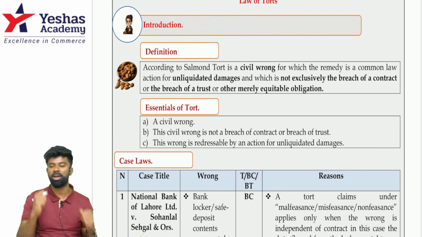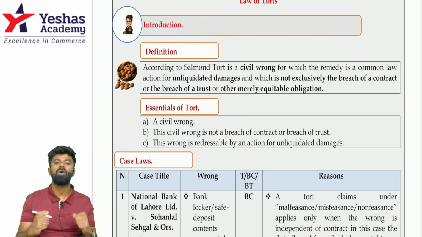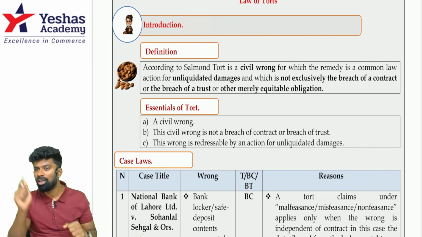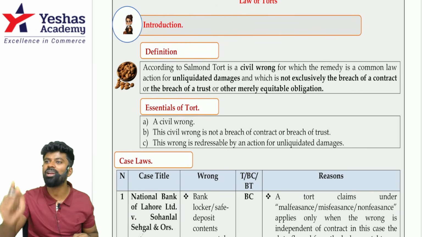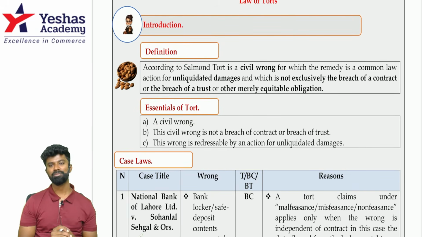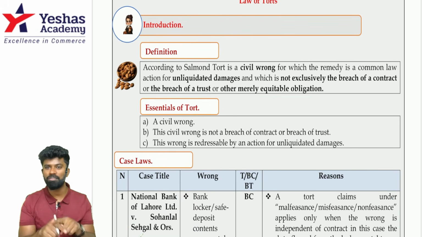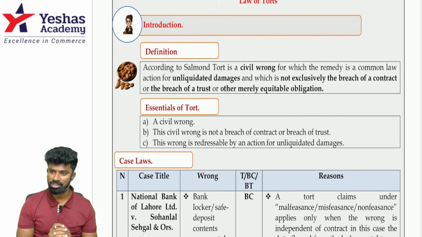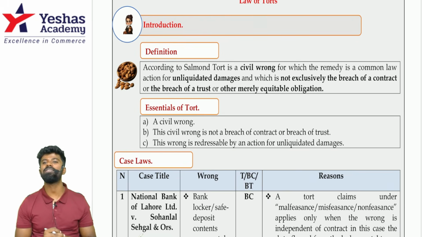So tort is a civil wrong. And what is the remedy in case of tort? Liquidated damages or unliquidated damages? Unliquidated damages. Clear with this? Is it codified or not codified? It is not codified by the legislature and is based on the precedents. Are we clear with this, everybody?